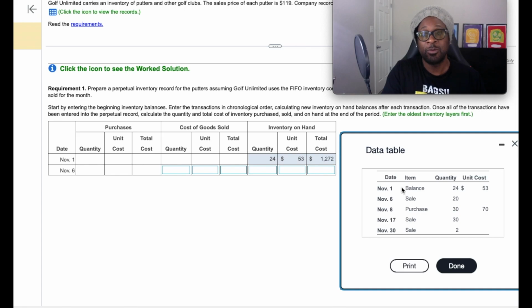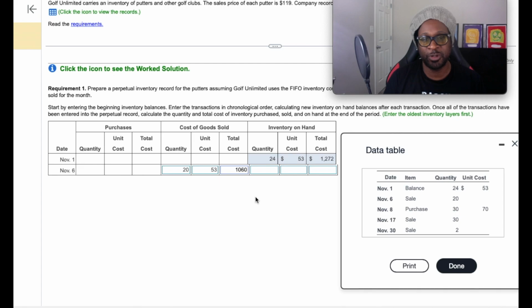As we see, we have 24 units initially in beginning inventory, and we sold 20 at a cost of $53. So we're going to put that in, and calculate the total cost, which comes up to $1,060. Then we're going to focus on our inventory on hand column. We already know we started out at the beginning of the month with 24 units. We just finished selling 20 units. So how many units do we have left? Simple. We only have 4 units remaining, gang. And the cost of those units is still $53, which gives us a total cost of $212.